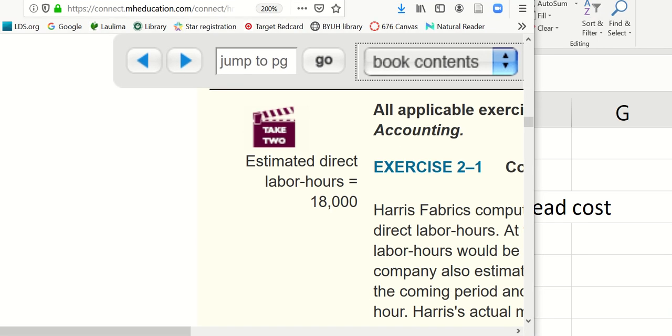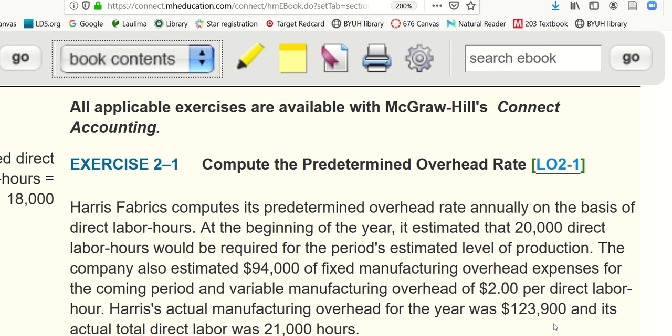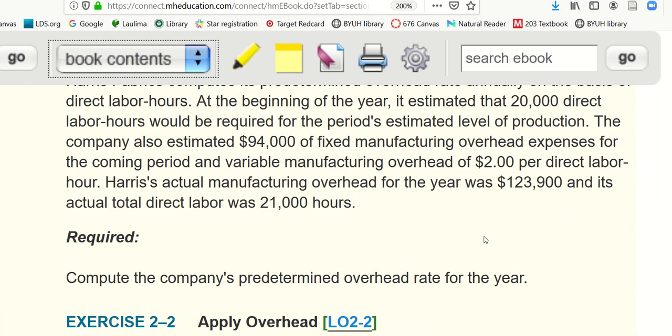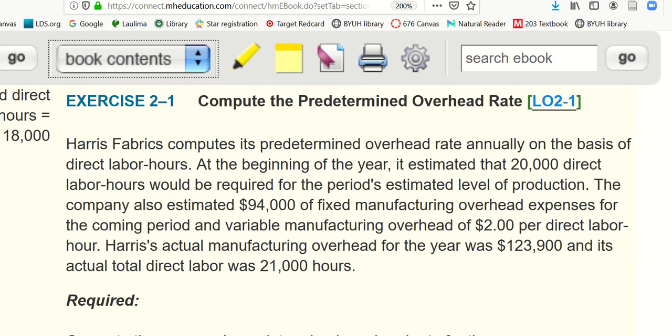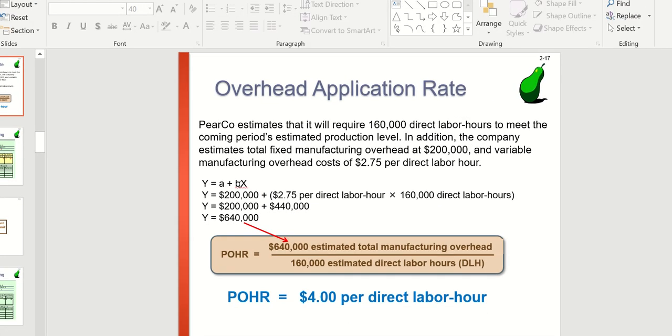Aloha class. So I wanted to do a video on exercise 2-1, compute the predetermined overhead rate. So compute the company's predetermined overhead rate for the year. The way we'd go about doing this, if we looked at the slides over here, right?